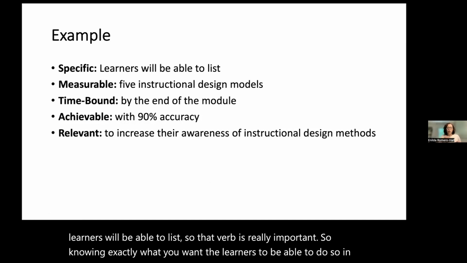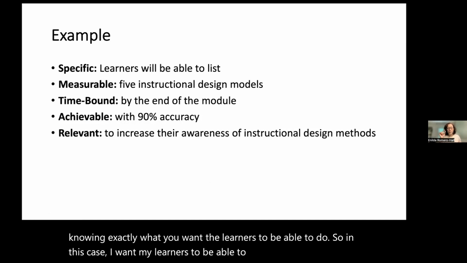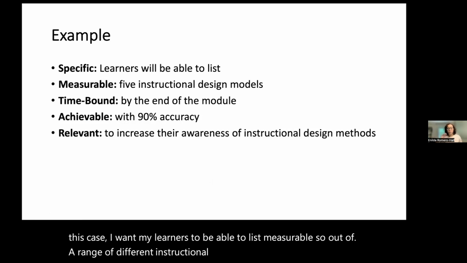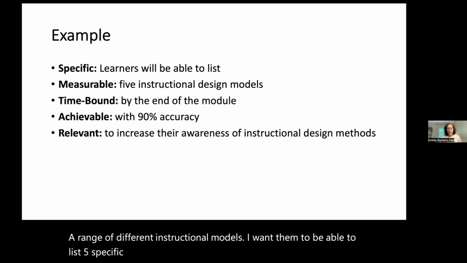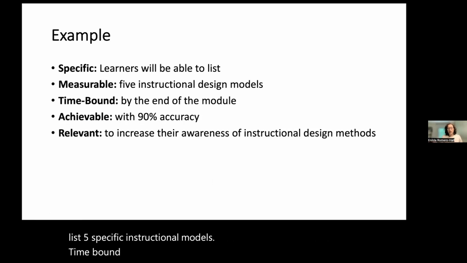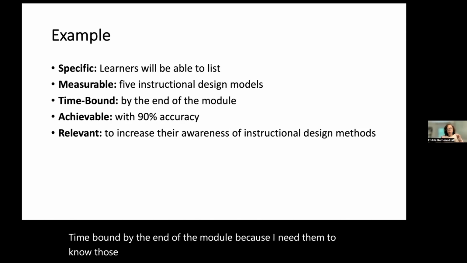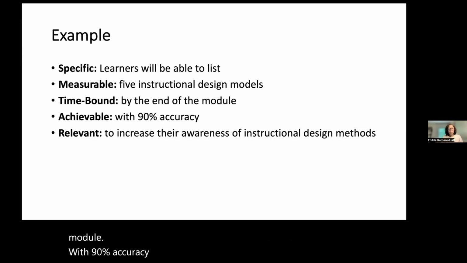So in this case, I want my learners to be able to list. Measurable, so out of a range of different instructional models, I want them to be able to list 5 specific instructional models, time bound by the end of the module, because I need them to know those 5 models before we move on to the next module with 90% accuracy. And then relevant because it increases their instructional design methods.